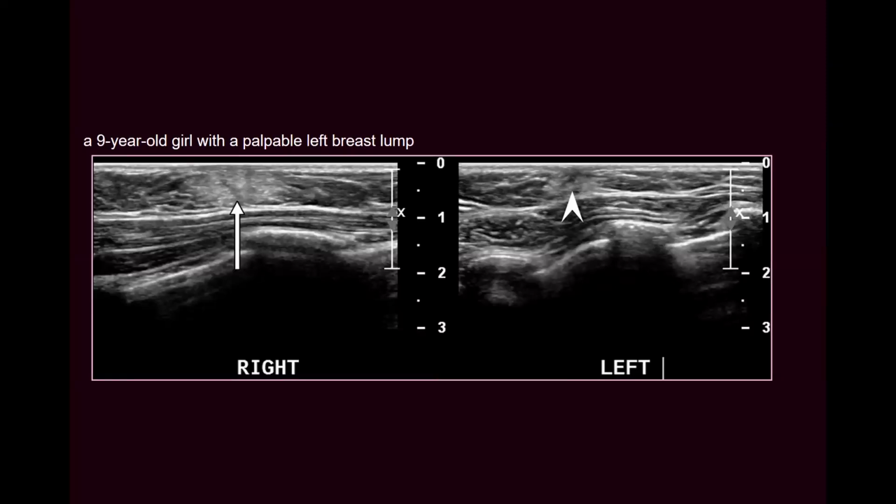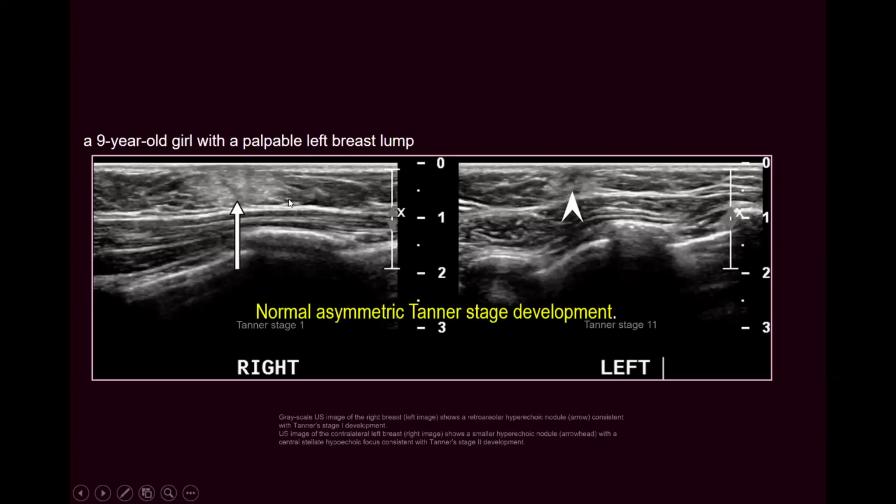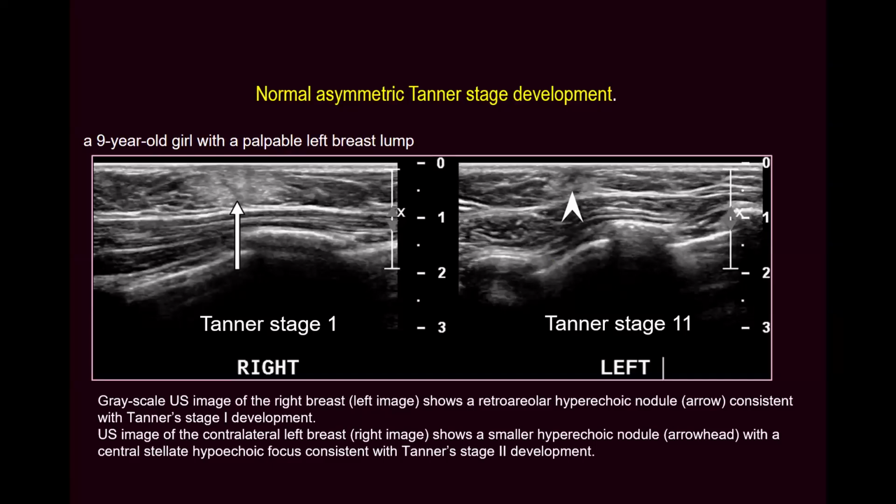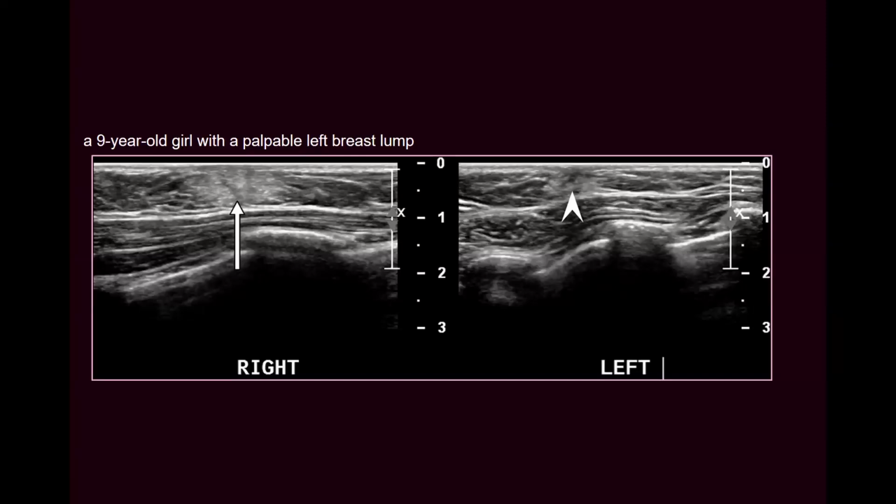This 9-year-old girl with palpable left breast lump. Right Tanner stage 1, left Tanner stage 2. Excellent. Who said right 1, left 2? Me, Suhair. Excellent. Though this appears larger than this, this is 2 because there is central hypoechoic. And this has no hypoechogenicity. This is 1. So right 1 and left 2, and she presented with palpable left. This is Tanner stage 2. So here we call it, she's a 9-year-old.